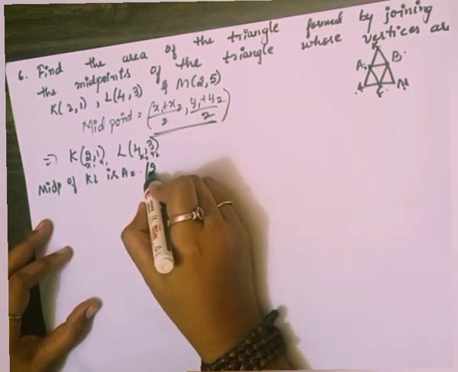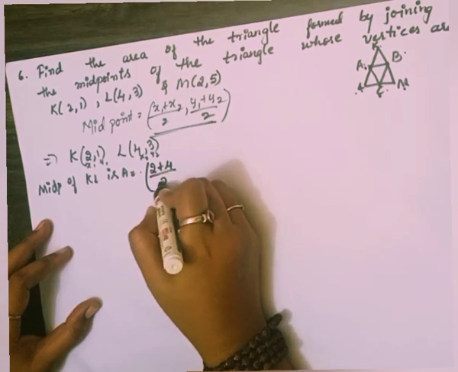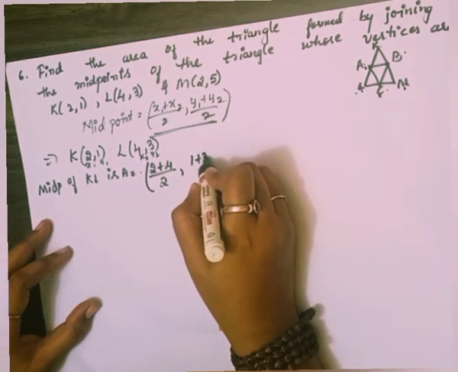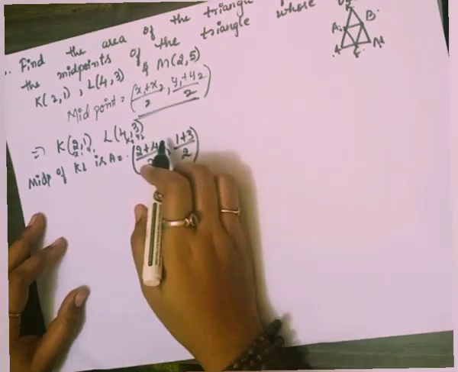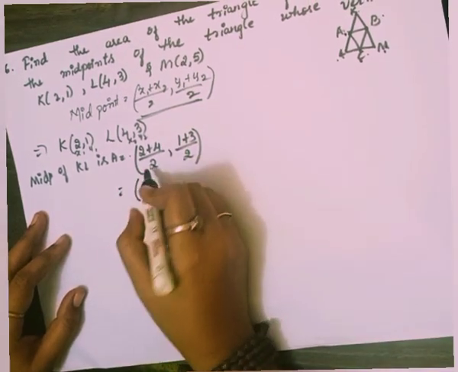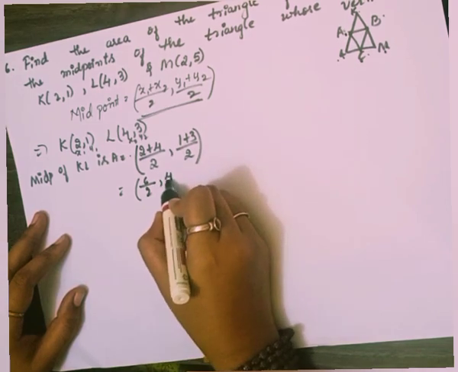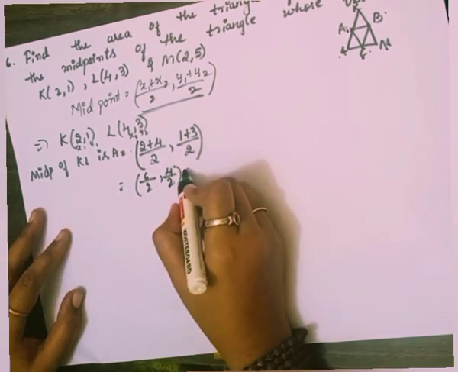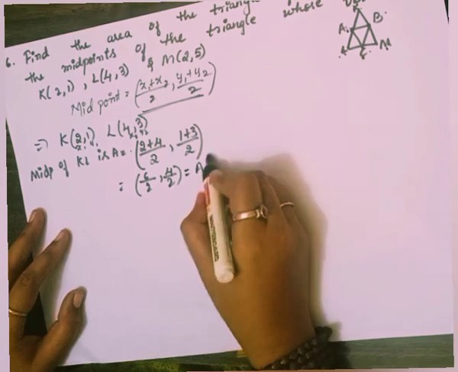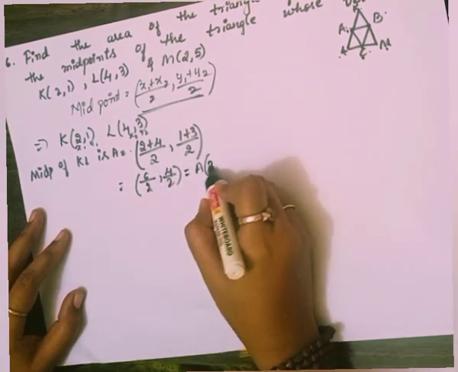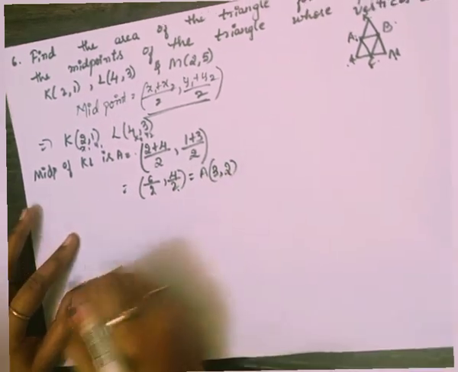Substituting, we get (2 plus 4 divided by 2, 1 plus 3 divided by 2). By adding we get 6 by 2 and 4 by 2. By dividing, 6 by 2 is 3 and 4 by 2 is 2.